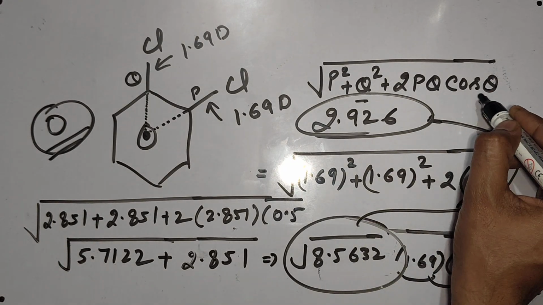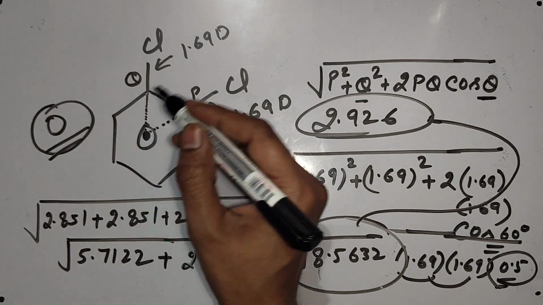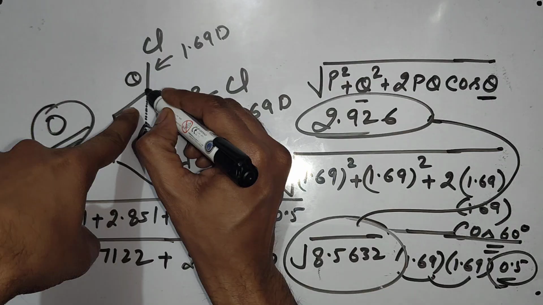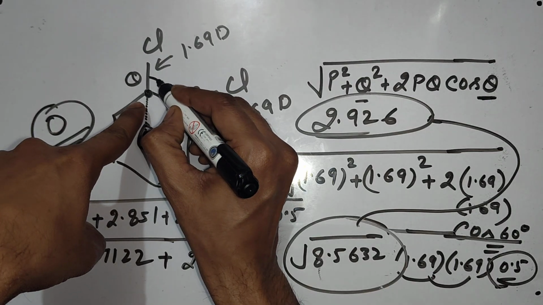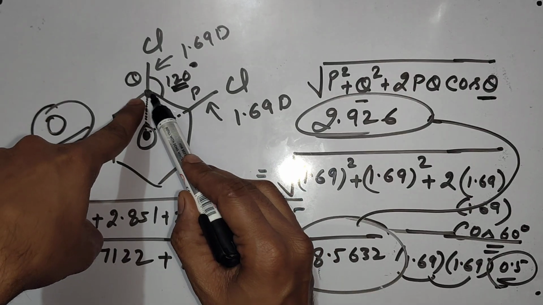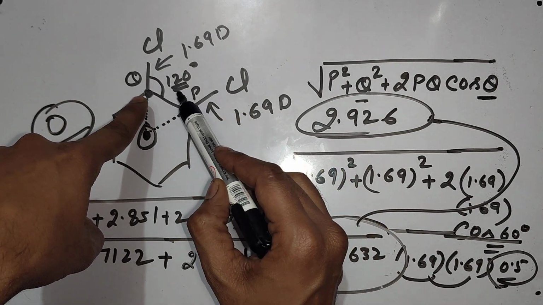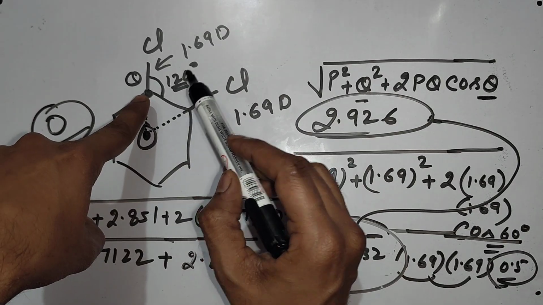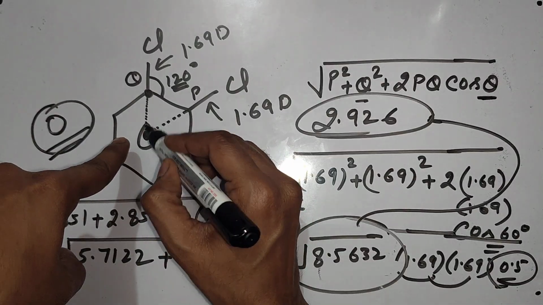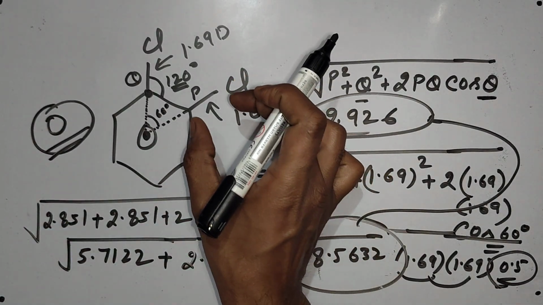And please be careful while finding theta, because mostly students think that it is sp2, so the angle is 120 degree. Students used to think that between this chlorine and this chlorine, the angle is 120 degree. No. How to judge this angle? If you join them here, you will find this angle will be 60 degree. I told you a technique for how to check it.